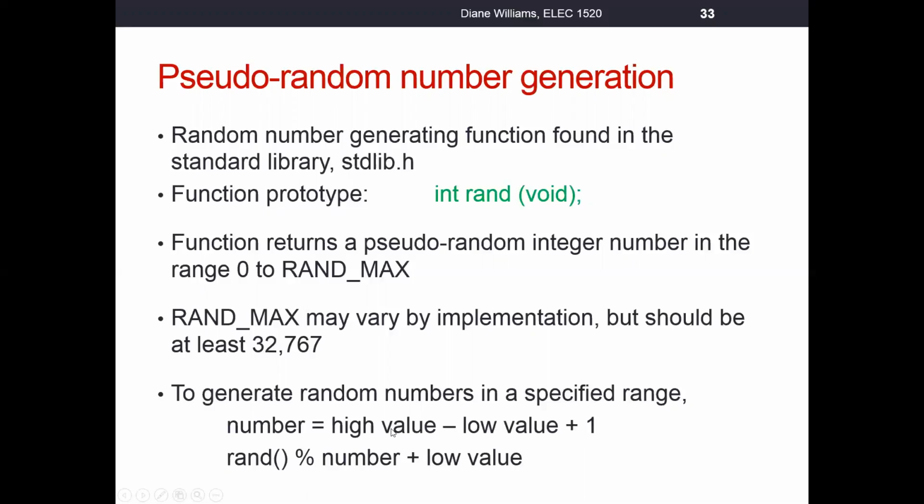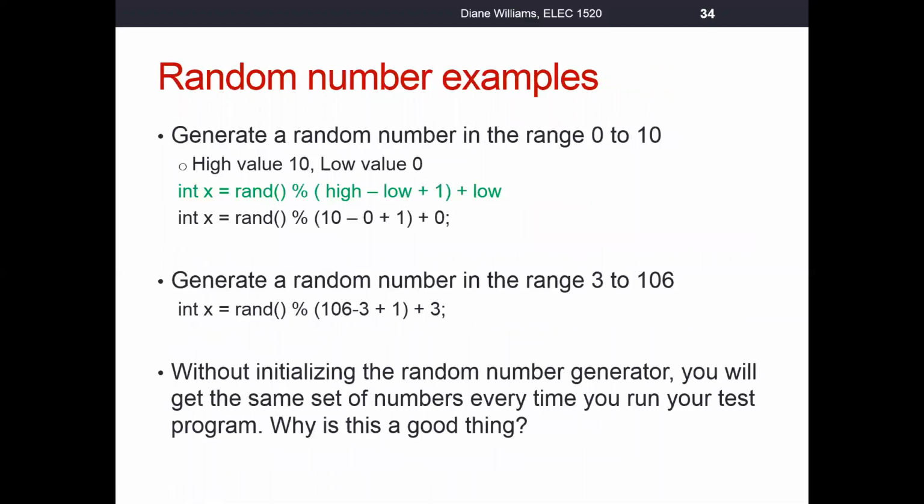But let's take a look at some actual mathematical examples to see how that works. So we want to generate a random number in the range from 0 to 10. Our high value is 10, our low value is 0. So we call the rand function. So here's the formula in green. Rand is the name of the function, empty parentheses. We're going to mod that by high minus low plus 1 and add low back.